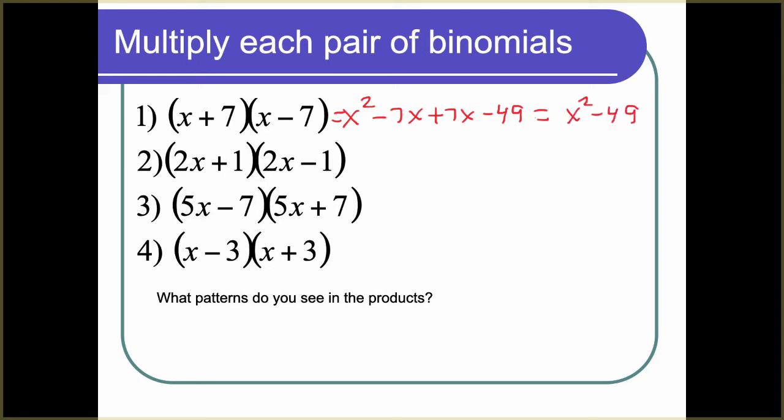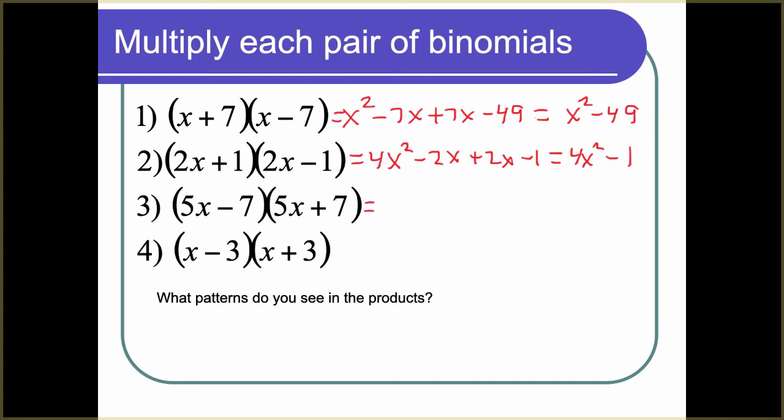Do the same thing for the next one. 2x times 2x, we get 4x squared. 2x times negative 1, negative 2x. 1 times the 2x, positive 2x. 1 times negative 1, minus 1. When we simplify, the negative 2x and the 2x cancel out to 0, and we get 4x squared minus 1.